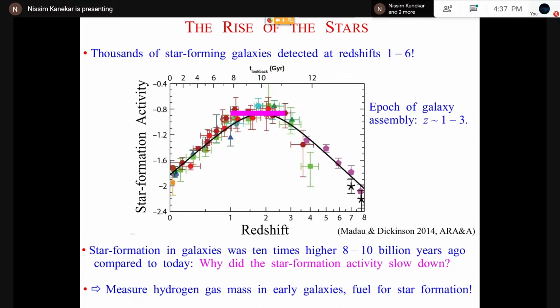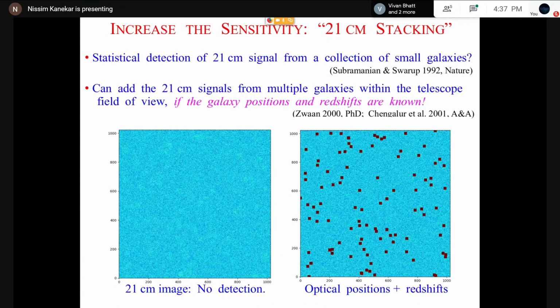It is very, very hard to find 21 centimeter from individual galaxies, but there's one way of increasing the sensitivity. You can do what is called 21 centimeter stacking. And this kind of goes back to Govind and Kandu Subramanian's idea that the original signal of Usson et al. could be a statistical detection. It could be a signal from a collection of small galaxies. That idea of the signal went away, that signal was not real.